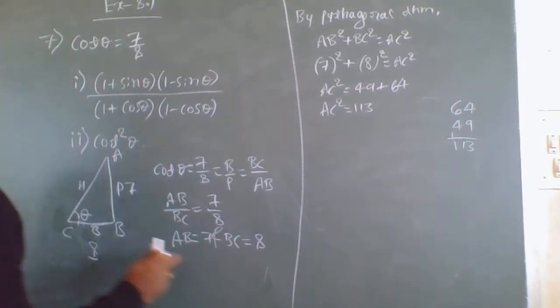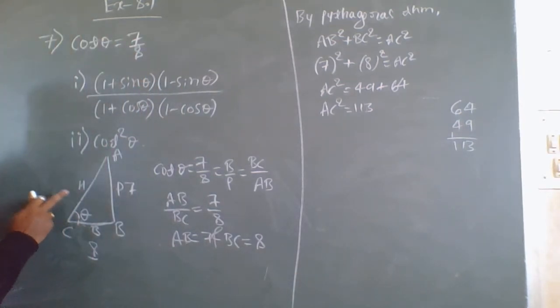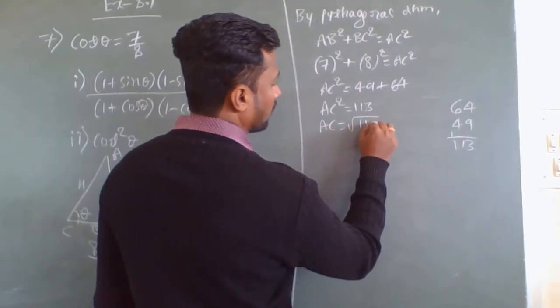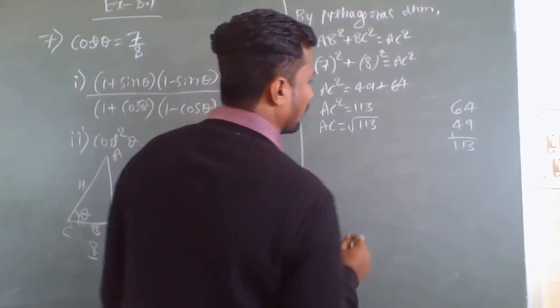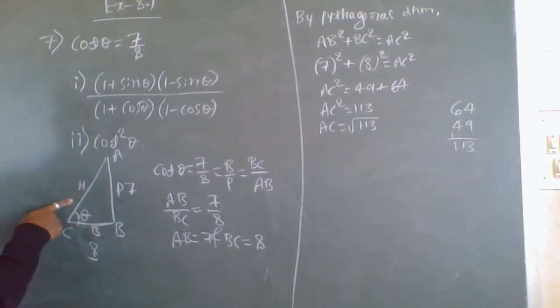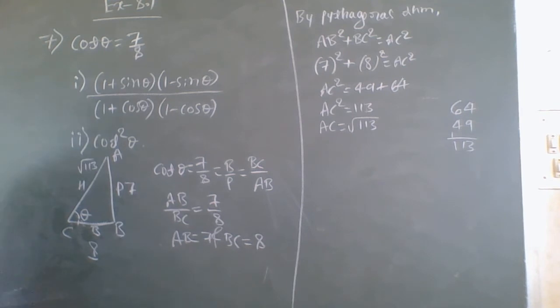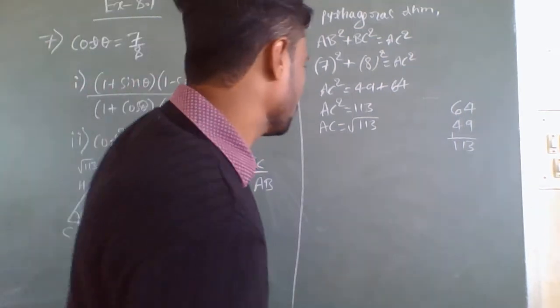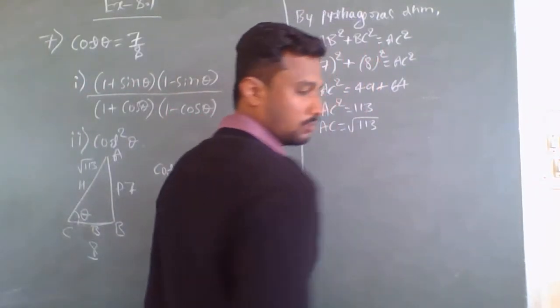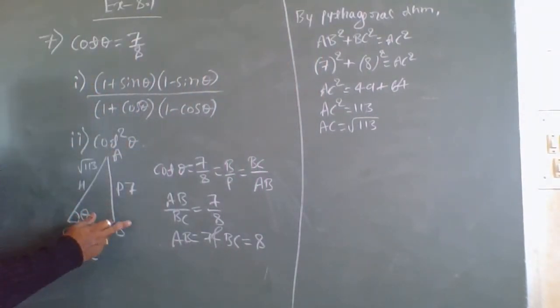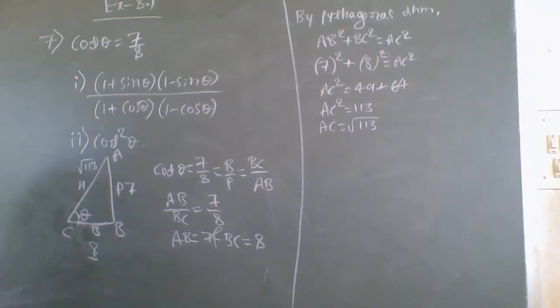Now we are calculating the length of this AC. So how to get it? AC equals the square root of 113. Now we got the length of the hypotenuse. So now we have the length of all the sides, and we can write sin theta and cos theta values directly.